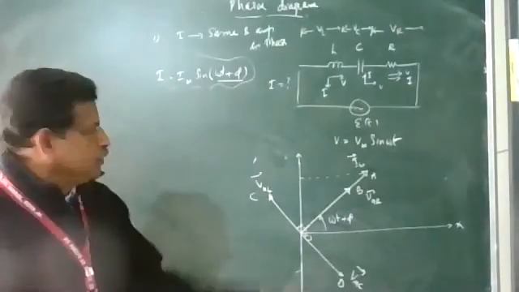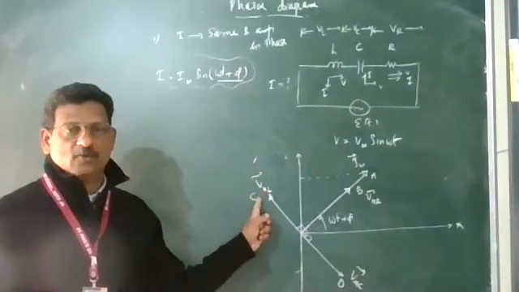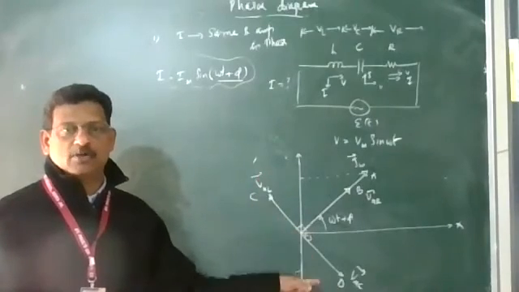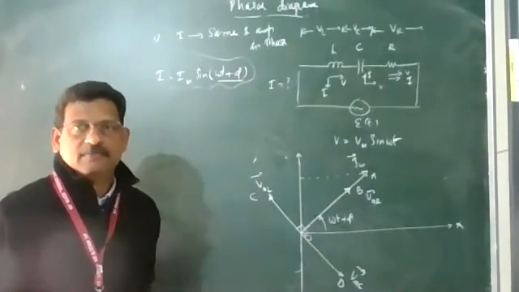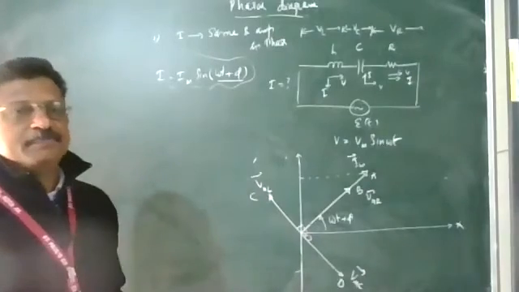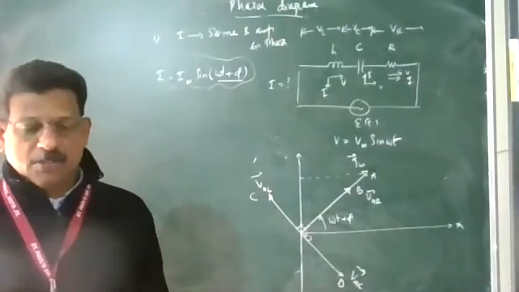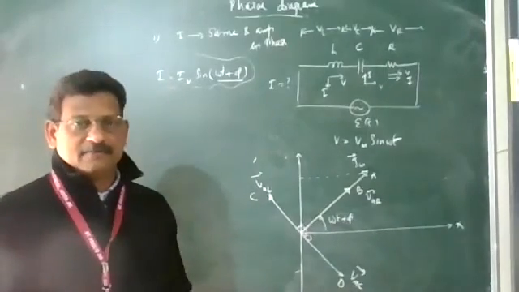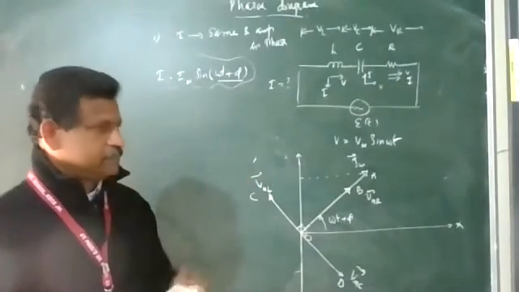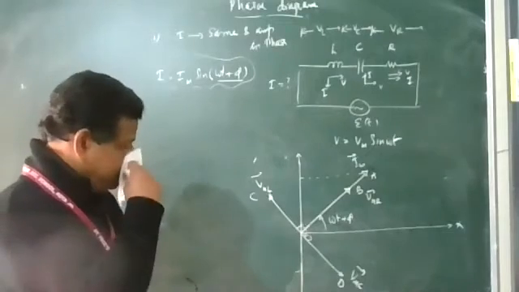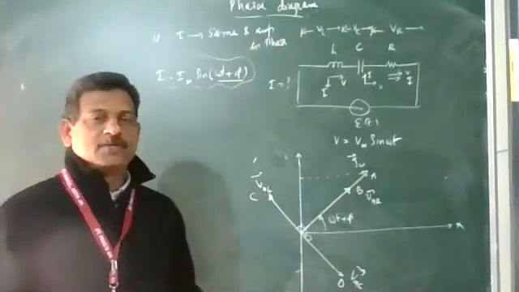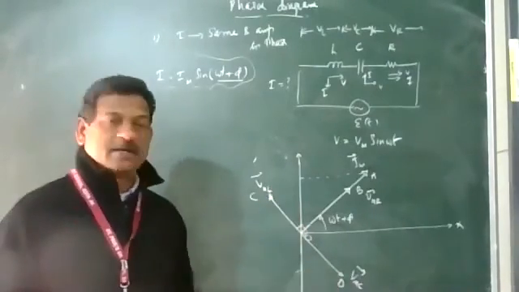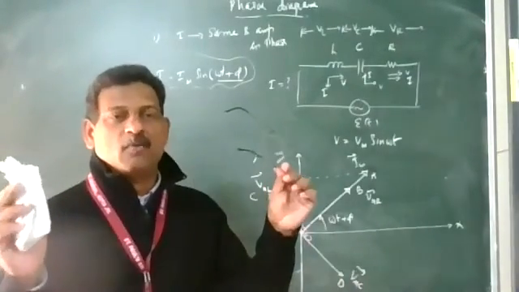Okay, now you can look at the two voltages here. One is the voltage across the inductor, one is the voltage across the capacitor. What can you say about these two voltages? Anyone? What direction are they acting? Opposite. Opposite voltages. That means the phase difference between the inductor voltage and the capacitor voltage is 180 degrees.